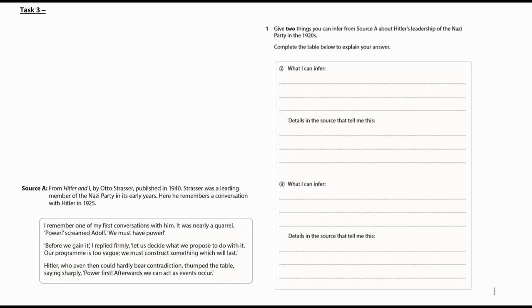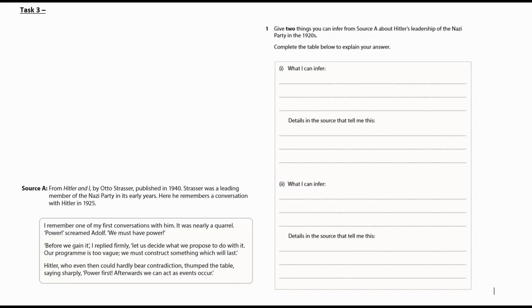So remember, for an inference question, we don't really care who wrote it. We don't really care what the provenance of the source is. We just care about the content of the source. It is worth noting, however, that as a source about Hitler, it's probably a pretty good source, as Otto Strasser was a leading member of the Nazi Party, and he knew Hitler.